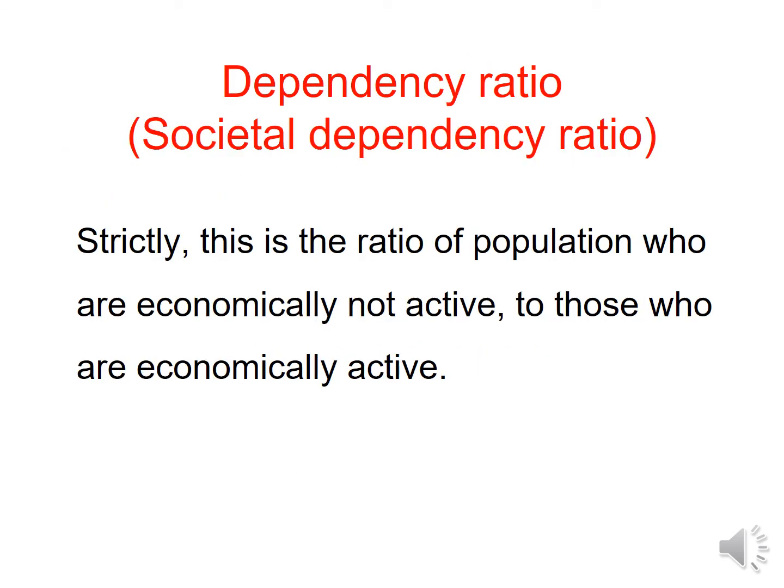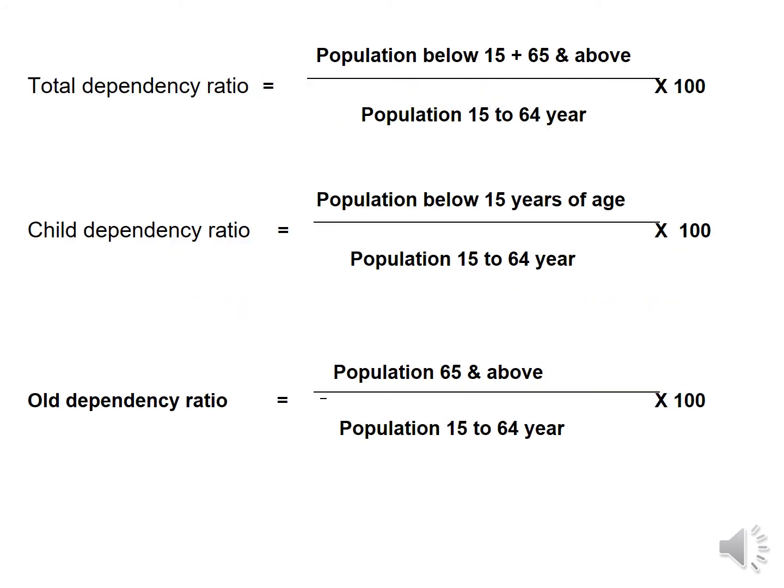Dependency ratio, the societal dependency ratio. Strictly, this is the ratio of the population who are economically not active to those who are economically active. That is, it is the ratio of non-productive people to productive people. So this determines the dependency ratio of a country. The dependency ratio may be the total dependency ratio, child dependency ratio, or old dependency ratio. The main one is the total dependency ratio.